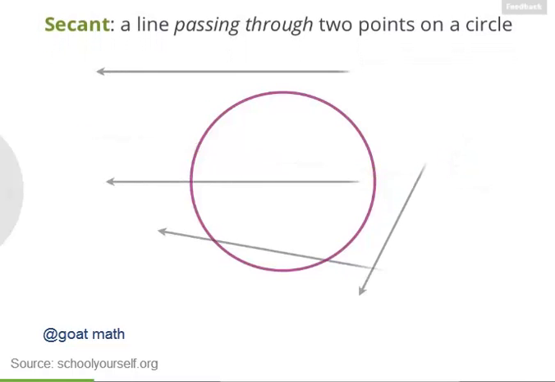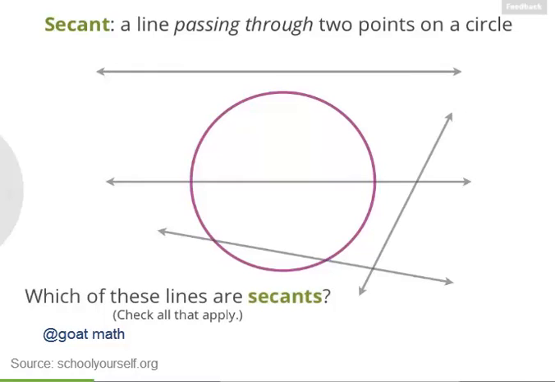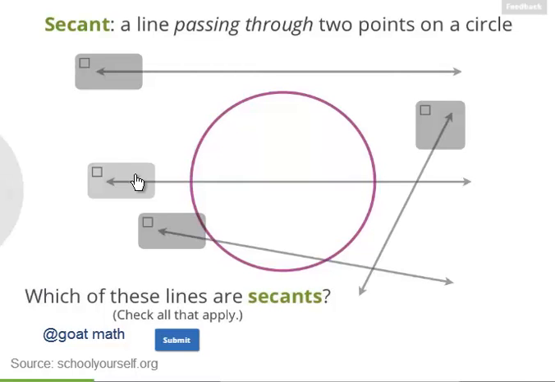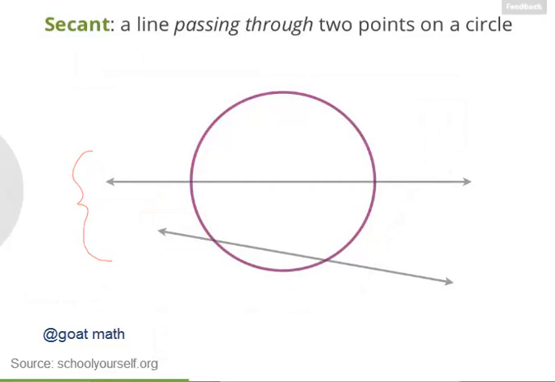Next, take a look at these 4 lines. Which 2 of these are secants? Exactly, these 2 lines are secants. This one passes through the circle at 2 points, and this one also passes through at 2 points.